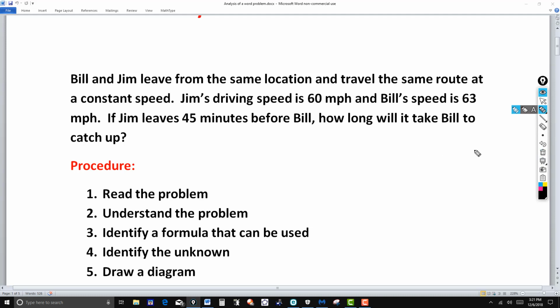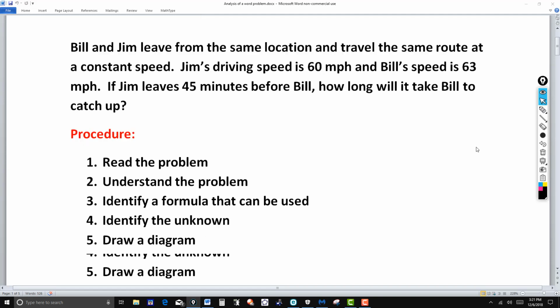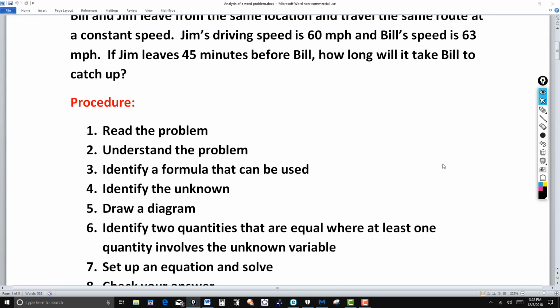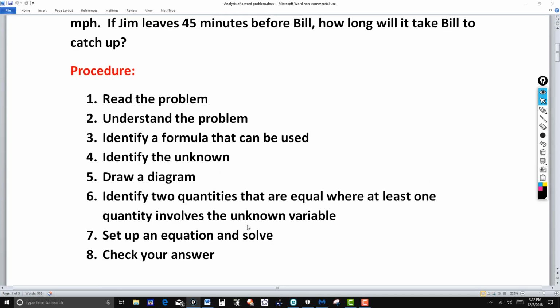If possible, draw a diagram. And then typically, if you want to set up an equation, we want to identify two quantities, and we want at least one of these quantities to involve the variable, whatever you want to call it, t for time or x, it doesn't really matter. And if you can find two quantities that are equal, you can set them equal, and then it's just a matter of solving the equation. Set up the equation, solve it, and then check your answer. In some cases you might do trial and error to see if you can get an approximation for your answer, and then verify it with the formula.